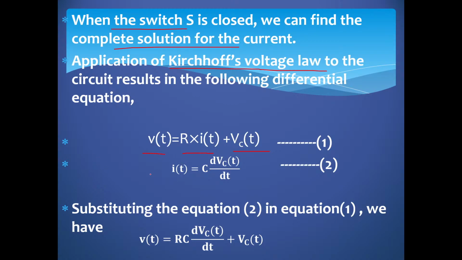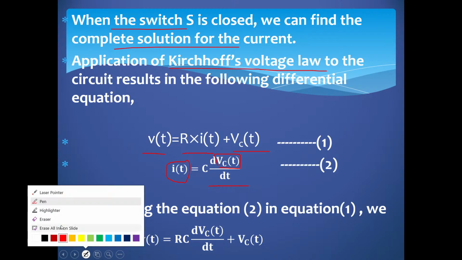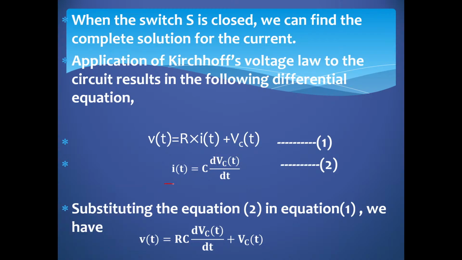So what is the current in the circuit? Current equation, I of t. The capacitor is acting as a short circuit. So what is the current? C into dV by dt. V is the voltage across the capacitor, Vc of t. So the current through the capacitor is I of t is equal to C into d by dt of Vc of t.